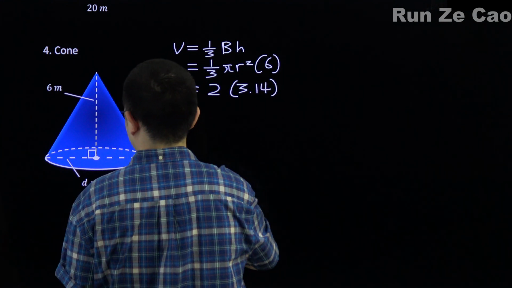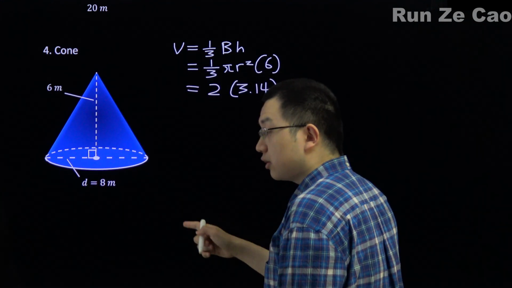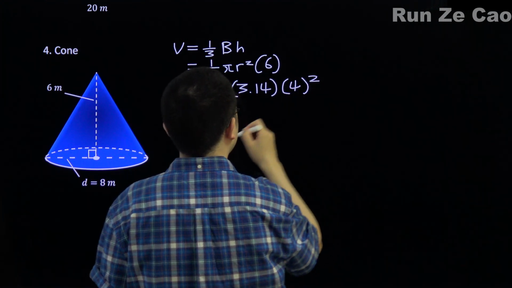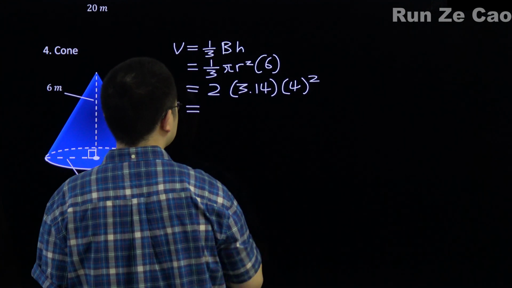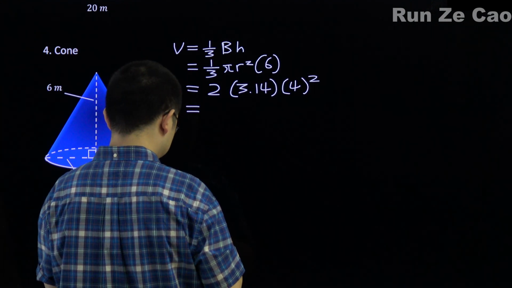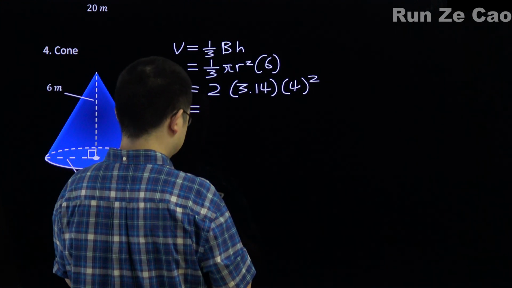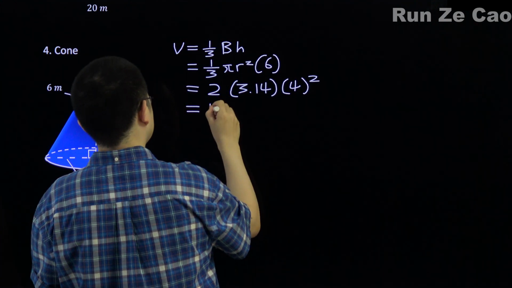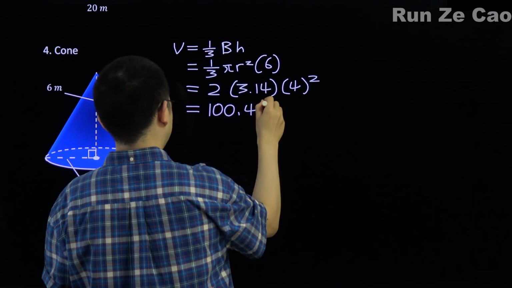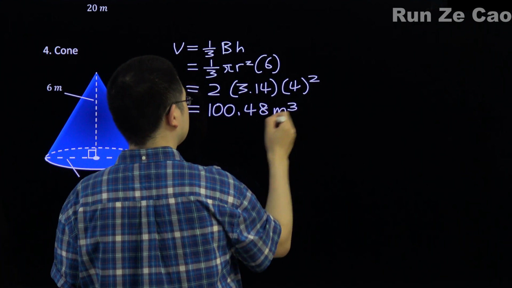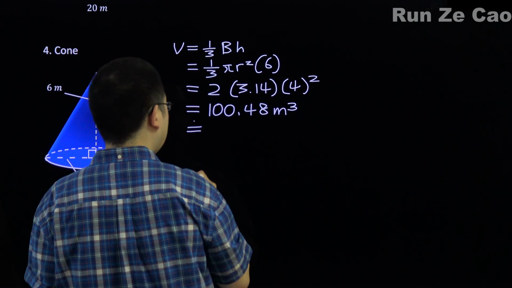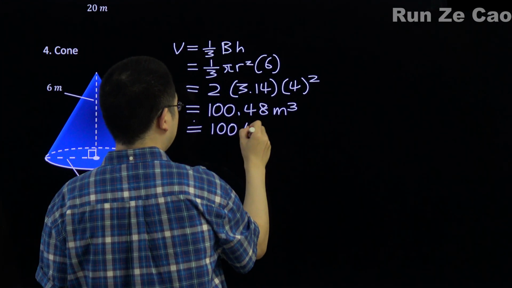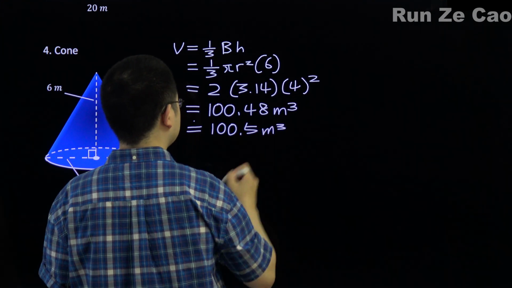3.14 times r, the radius, the diameter is 8 meters, so the radius must be 4. 4 squared times 2 times 3.14. That's 100.48 meters cubed. Or approximately, because it says to the nearest tenth, 100.5 meters cubed.